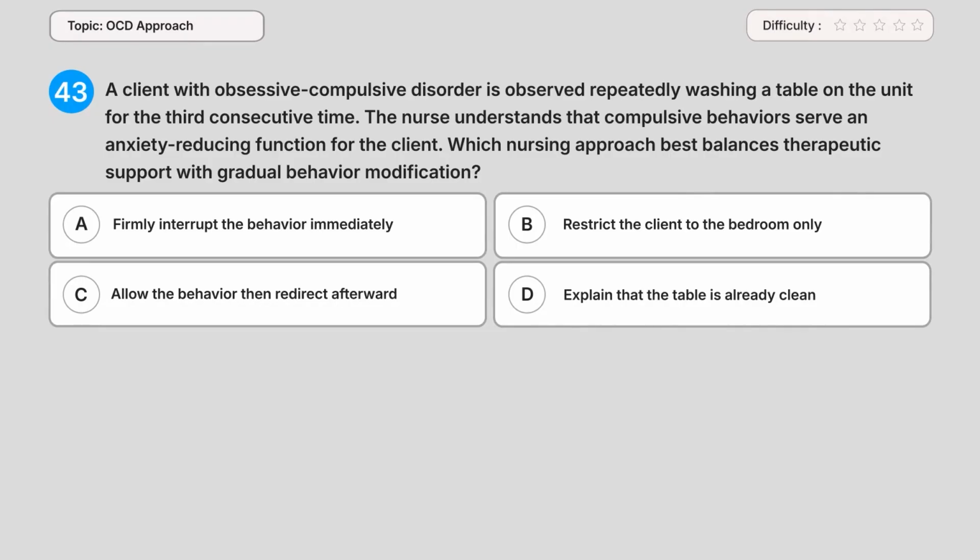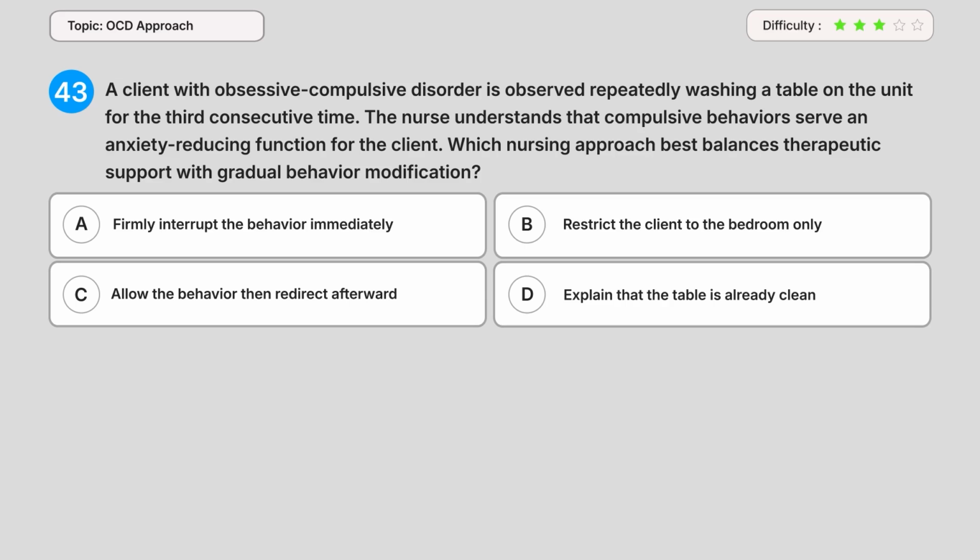43. A client with obsessive-compulsive disorder is observed repeatedly washing a table on the unit for the third consecutive time. The nurse understands that compulsive behaviours serve an anxiety-reducing function for the client. Which nursing approach best balances therapeutic support with gradual behaviour modification?